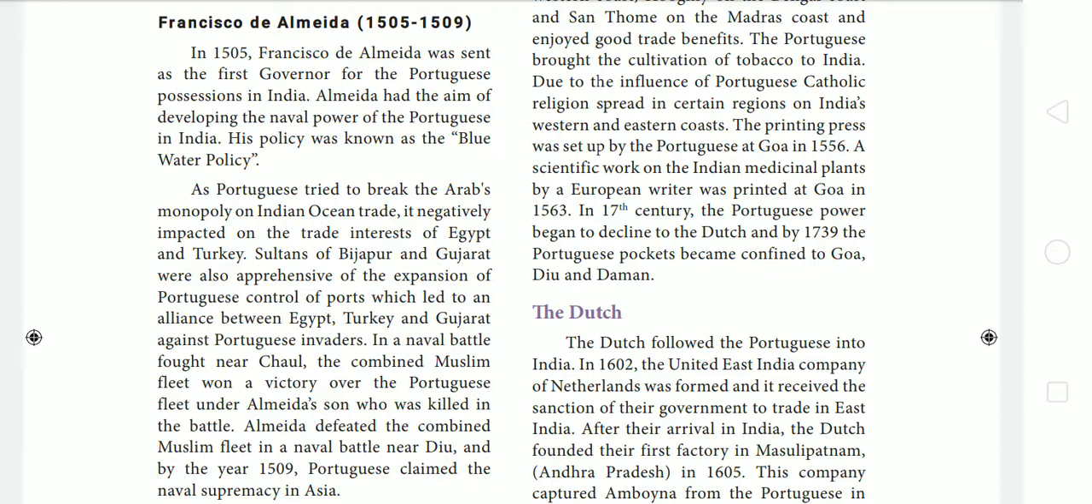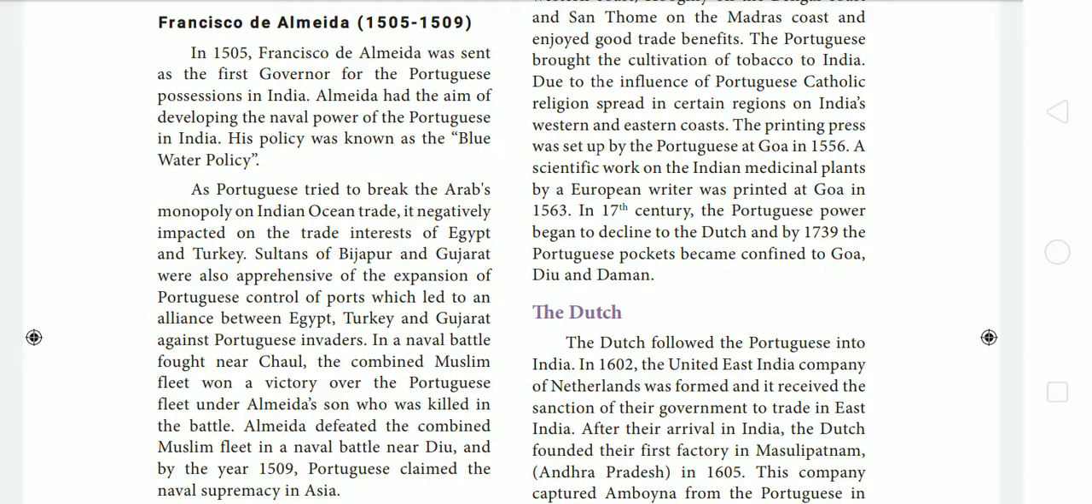In a naval battle fought near Chaul, the combined Muslim fleet won a victory over the Portuguese fleet under Almeida's son, who was killed in the battle. A naval battle took place near Chaul. In this battle, the combined Muslim fleet, meaning the group of ships, won the battle, and Almeida's son was killed.